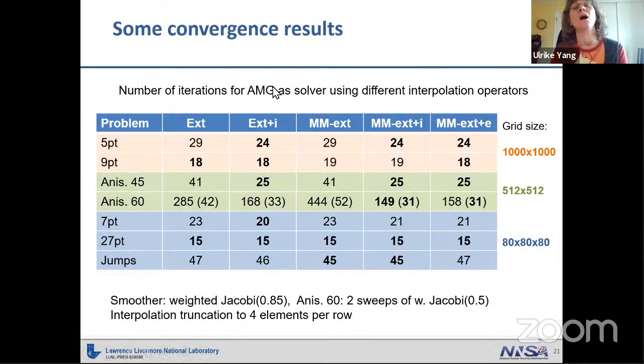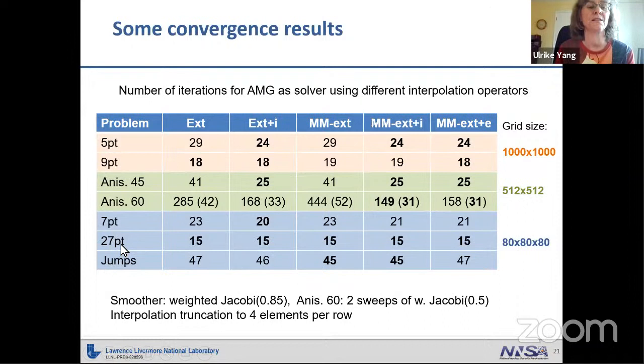So how do they actually compare to our original ones, since they are not exactly the same? Here we did some experiments using AMG as a solver, not as a preconditioner, for seven different problems. The 2D problems are first the isotropic 5-point and 9-point stencils. Then we also looked at rotated anisotropies by 45 and 60 degrees. This one specifically is a hard one for AMG. And some 3D problems: 7-point, 27-point, and a problem which had a lot of jumps in it.